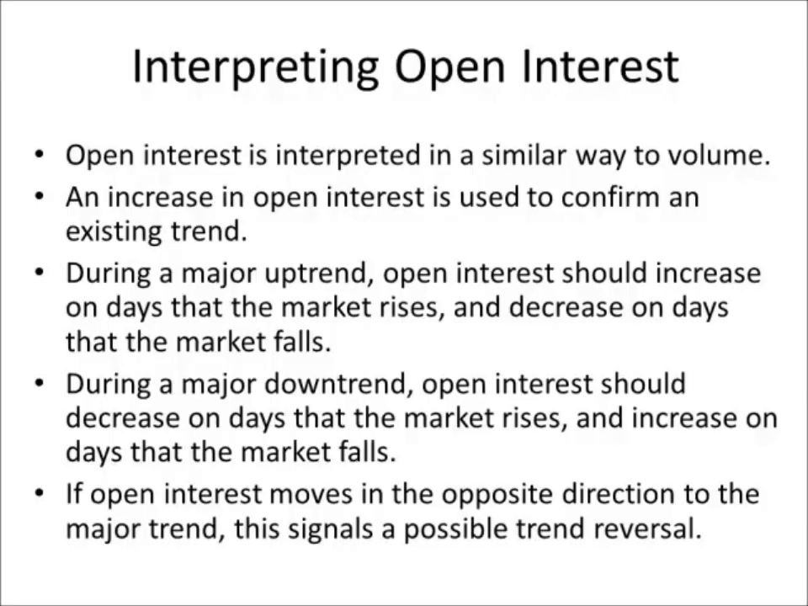So what will happen? Well, if we have a major uptrend, that is prices are going up overall, open interest should increase on the days that the market rises. So when the market is going up, we should see open interest increasing. When the market is going down, we should see open interest decreasing. And likewise, during a major downtrend, open interest should be falling when the market is going up, and open interest should be increasing when the market is going down. This is exactly the same interpretation as volume, right? When open interest increases in the direction of the major trend, that is confirming the price movement. That's what we should expect to see.